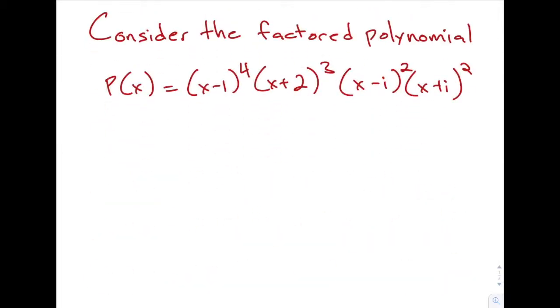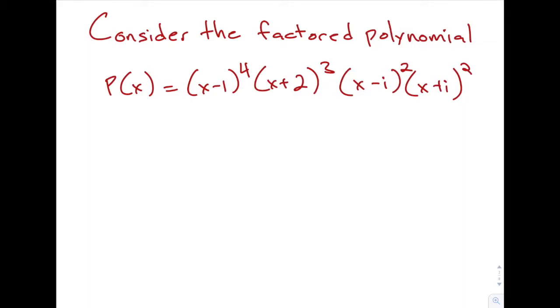So first, let's consider the factored polynomial p of x equals (x minus 1) to the fourth times (x plus 2) cubed times (x minus i) squared times (x plus i) squared. If I asked you how many zeros this polynomial has, what would you say? Would you say 4? Because if you said 4, you're partially right. If you said 11, you'd be exactly right.